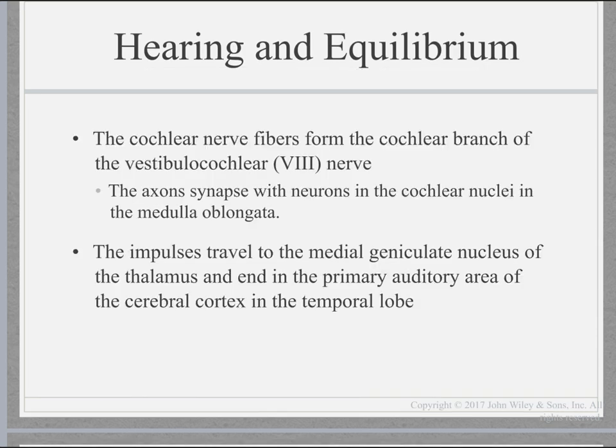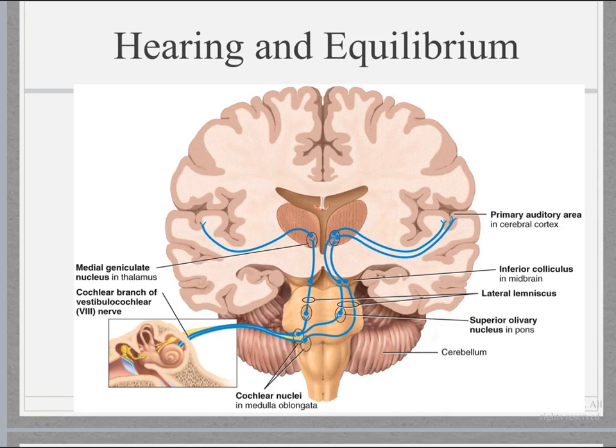The cochlear nerve fibers from the cochlear branch of the vestibulocochlear nerve, we see that the axons synapse with neurons in the cochlear nuclei in the medulla oblongata. These impulses will then travel to the medial geniculate nucleus of the thalamus and end in the primary auditory area of the cerebral cortex, which is located in the temporal lobe. We could put it to drawing, identifying first order, second order, third order neurons. So that cochlear branch comes into the medulla oblongata. The superior olivary nuclei in the pons are going to move it up to the thalamus.